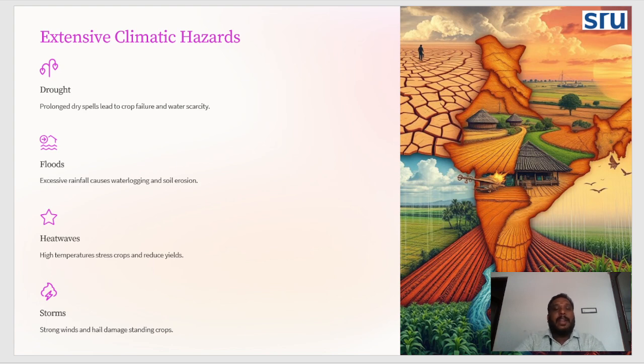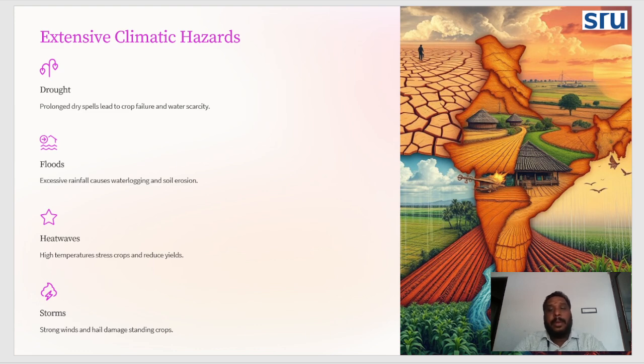This year also we are familiar with this: the trending topic about India this summer was the heat waves. This high temperature stresses crops and also reduces the yields. Followed by that, there can also be chances of storms or heavy winds. These winds, especially at the time of harvesting, may cause a lot of damage to the crops. That will leave the farmers with losses, and is also a challenge for the food security of the nation. So that's how these extensive climatic hazards work.